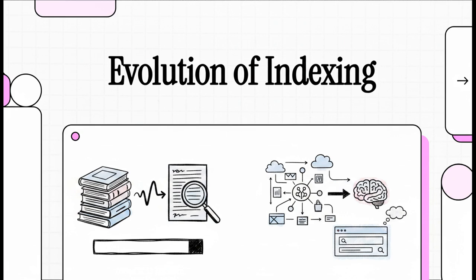Think about it. We interact with search engines and databases every single day, right? But have you ever stopped to wonder how these systems actually know what you're looking for? Because for a really long time, they didn't. They just faked it, and they faked it really well.